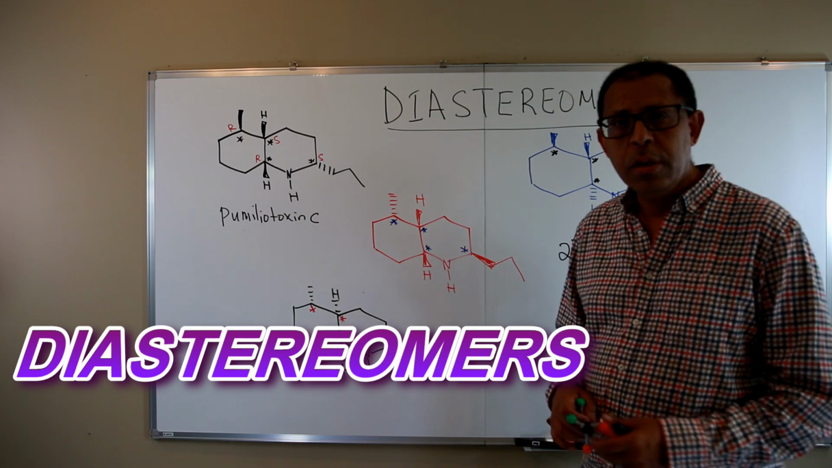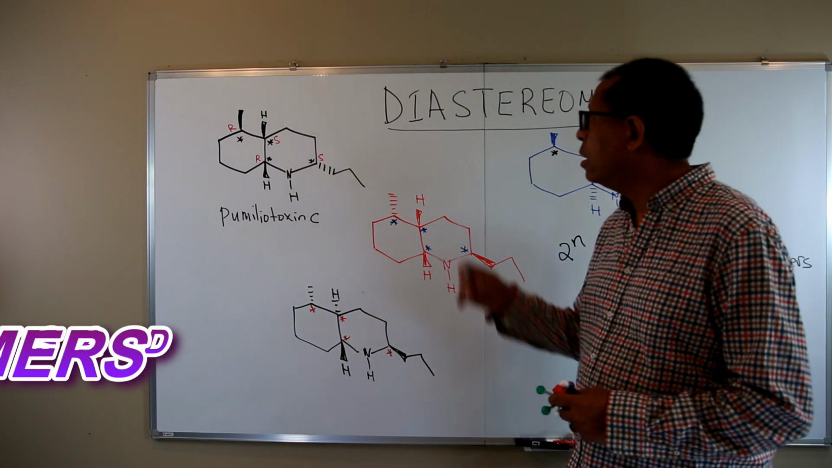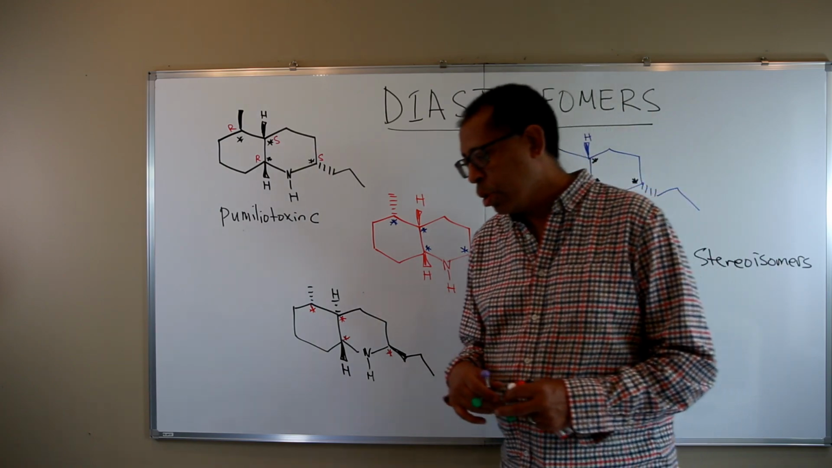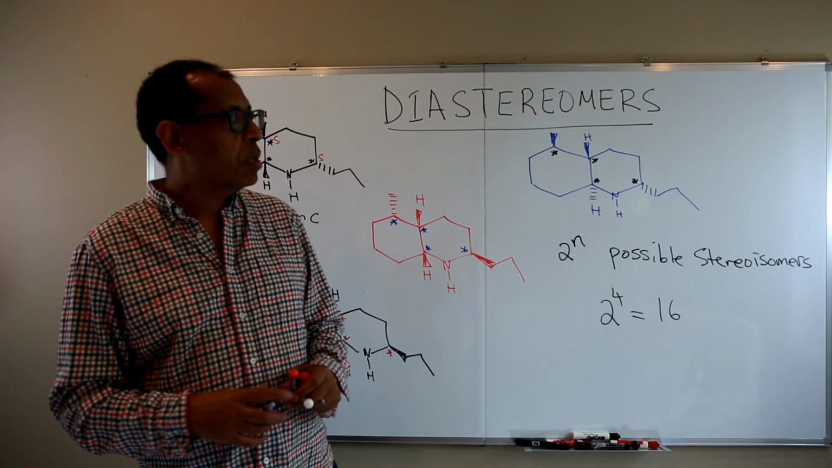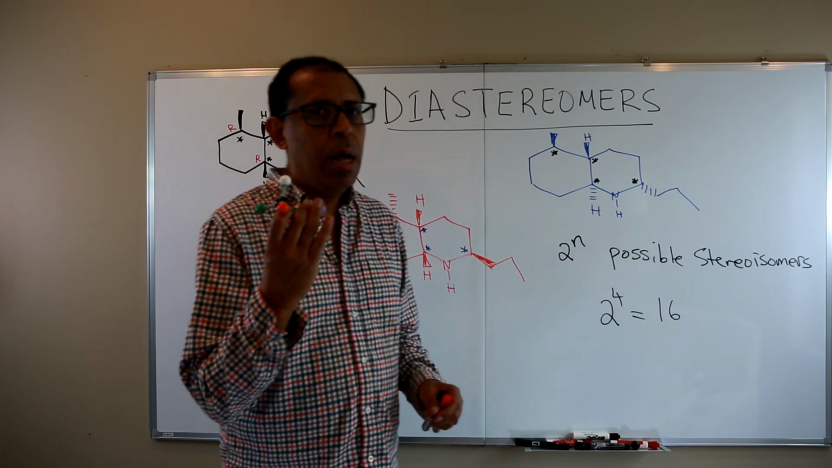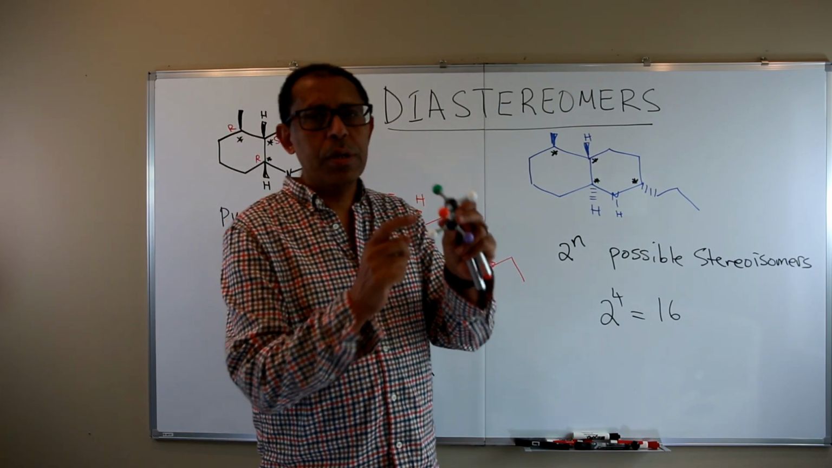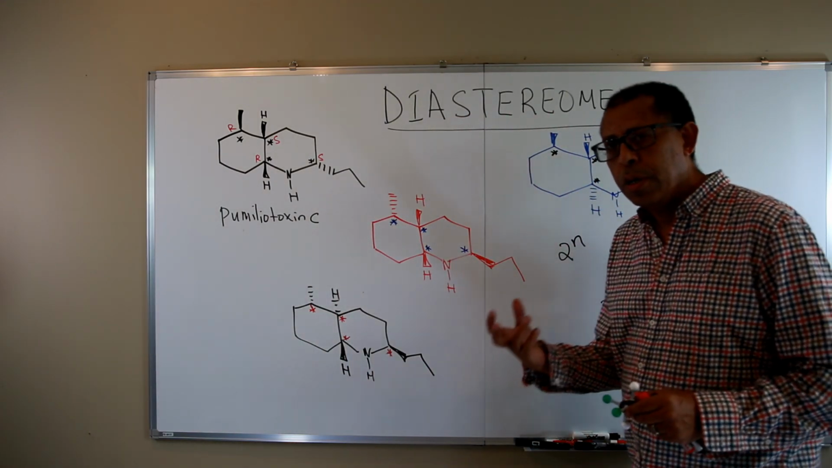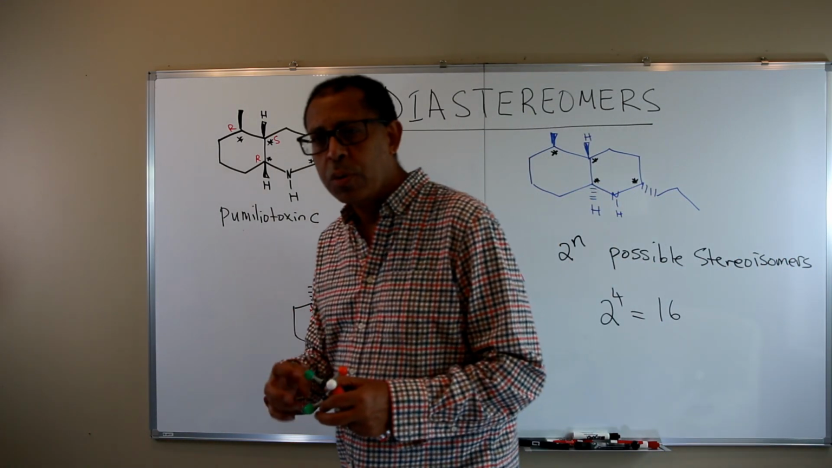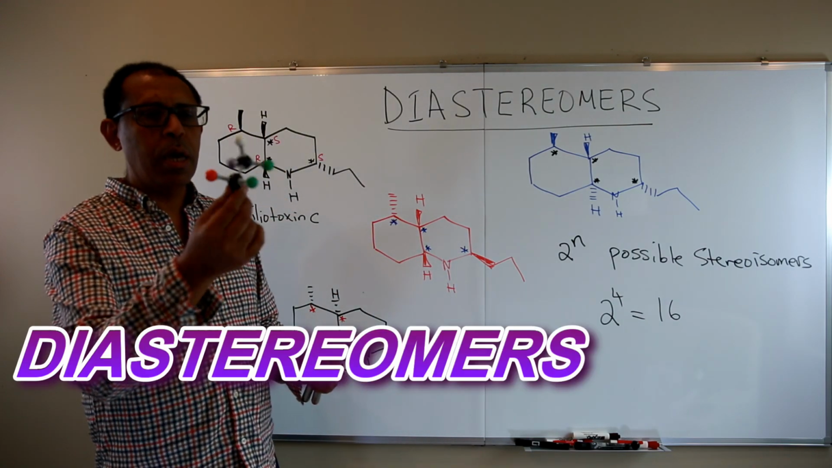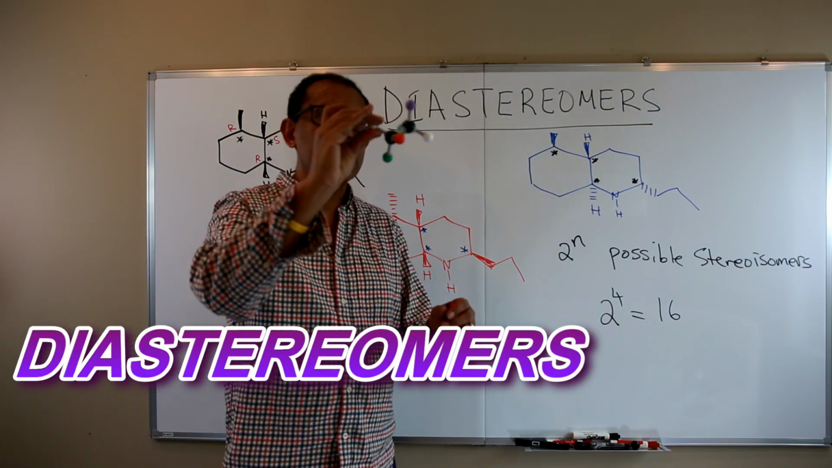Today we'll continue our discussion on diastereomerism. If you remember, in our last lecture we have already covered enantiomers. Enantiomers are compounds that have one stereogenic center and are mirror images of one another. The mirror image cannot be superimposed in the case of enantiomers. Today we'll be discussing diastereomers.